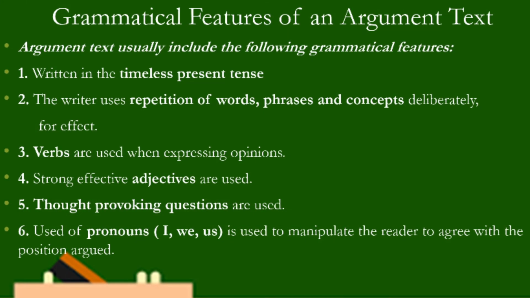So, argument texts usually include the following grammatical features. First, written in the timeless present tense. Next, the writer uses repetition of words, phrases, and concepts deliberately for effect. Third one, we have verbs. Verbs are used when expressing opinions. We also use strong effective adjectives. And thought-provoking questions are used.